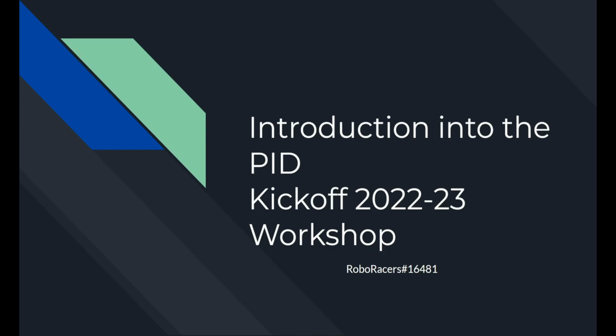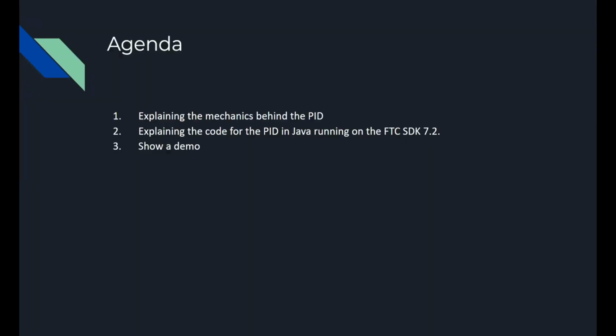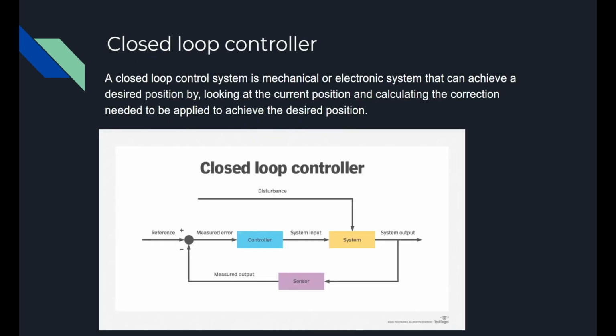Within this workshop, we will be learning about a PID, a closed-loop control system. There will be two sections to this workshop, one explaining the mechanics and the math behind the PID, and the other will be explaining the code and test running the PID in Java running on the FTC SDK 7.2. In this section, we will be learning about how a PID works.